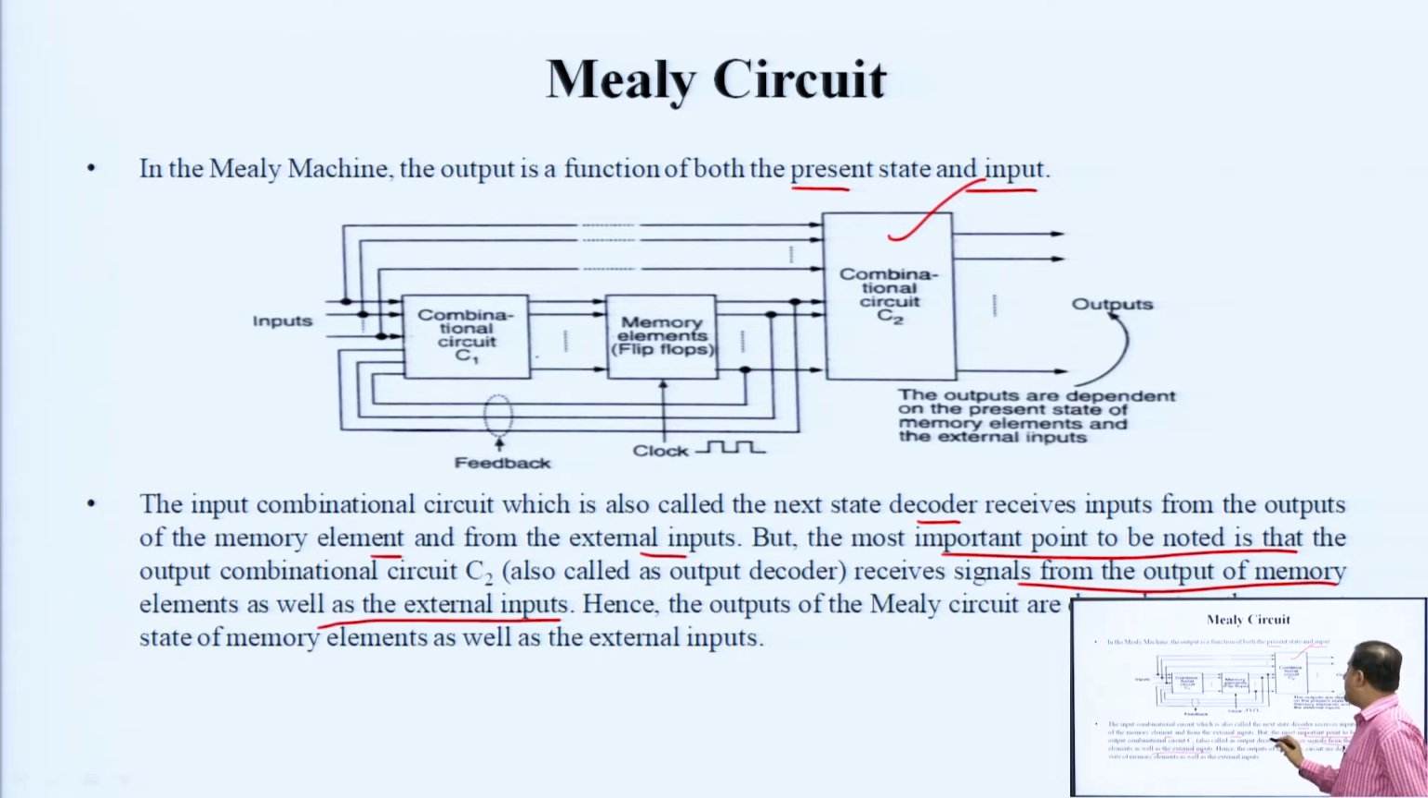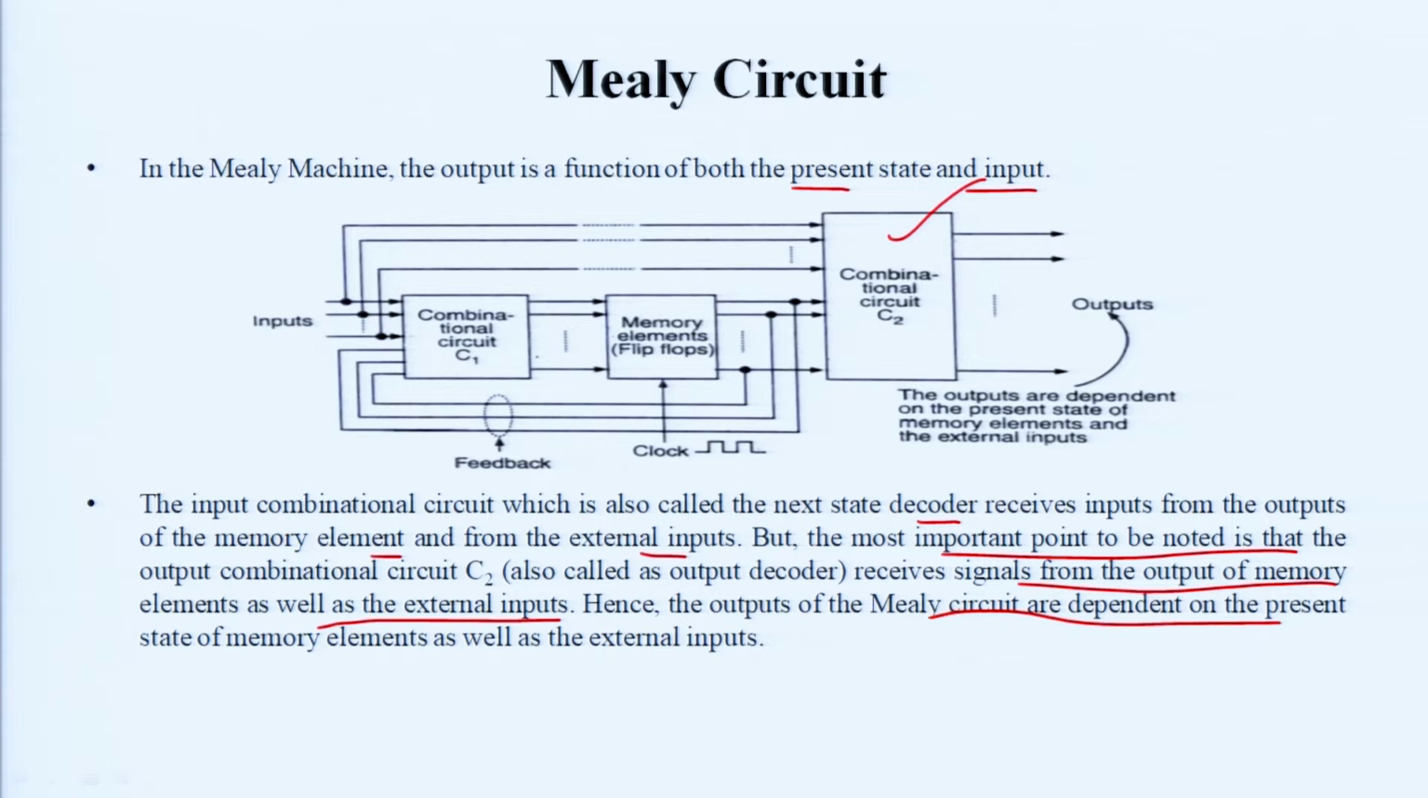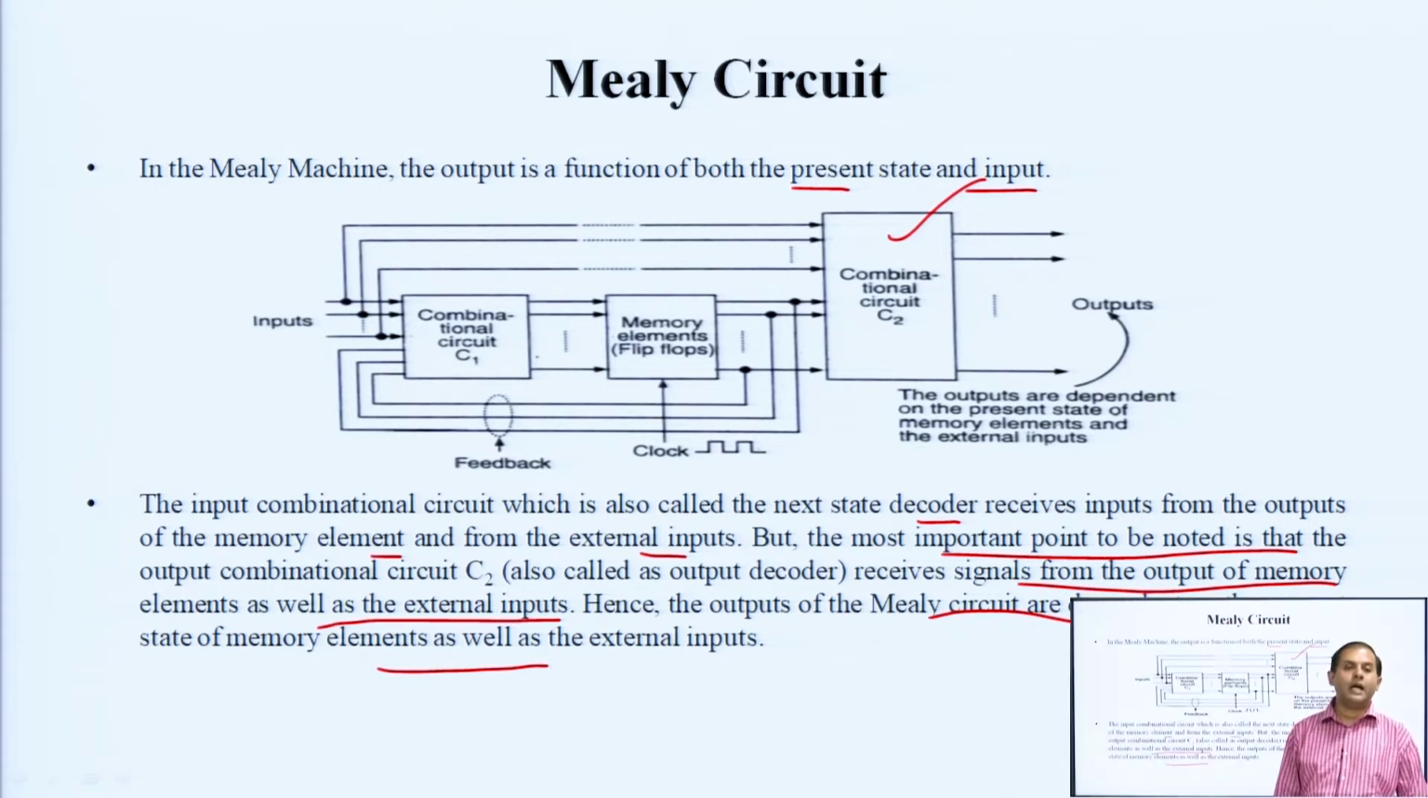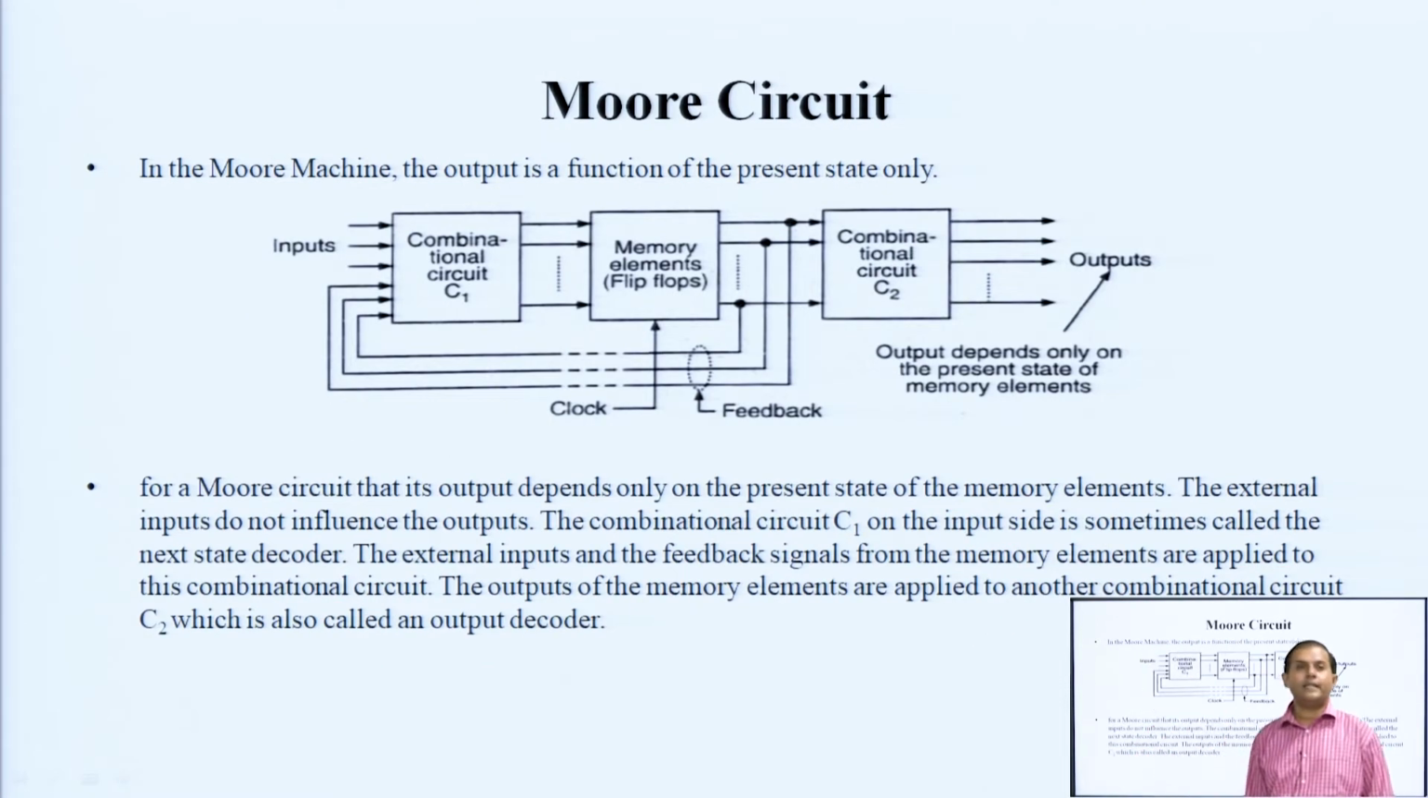Here it is written clearly that C2 receives the signal from the output of the memory element as well as the external inputs. Hence, the output of the Mealy circuit also depends on the present state of the memory element as well as the external inputs. Clear? We have already seen the Mealy circuit and drawn its state diagram and state table. Let us revise the Moore circuit once again.